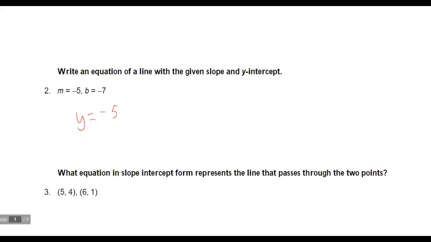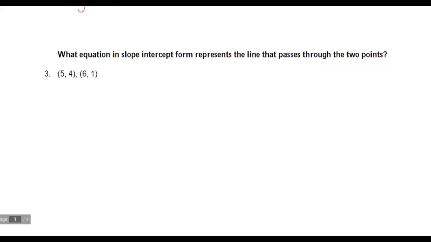Y equals negative 5x minus 7. Now they want you to use your slope formula, which is y2 minus y1 over x2 minus x1. So you label your points. This is 1 on your test. x1, y1, x2, y2. Sorry. This is one of the ones on your test that you would need to show your work.